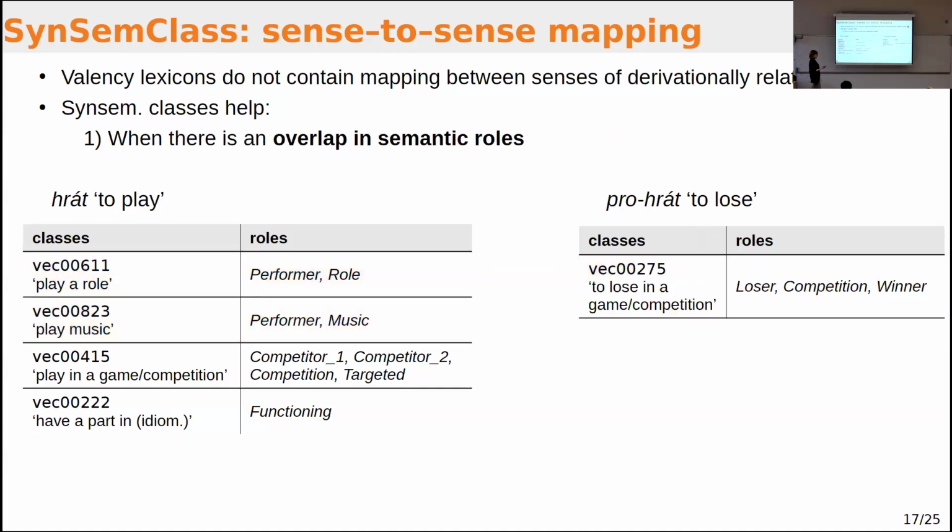In some cases, this is not true. None of the classes map exactly, such as in hrát and prohrát, to lose. So to lose is in a different class, meaning to lose in a game or competition. However, because we have the semantic roles listed for the classes, we can see that for the role set defined for play in a game or competition, there is overlap in some of the roles, namely competition for this class and that class. And that can sort of lead us to maybe these senses being related as well. So we can use the role definition to sort of pre-map possibly related senses of the verbs as well.